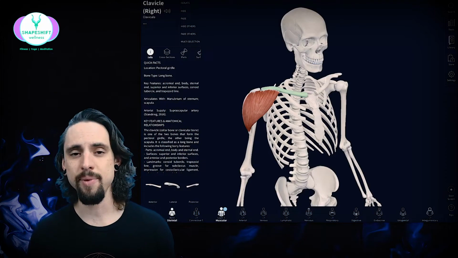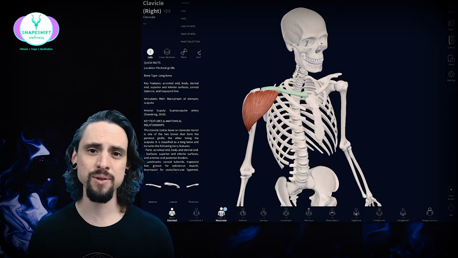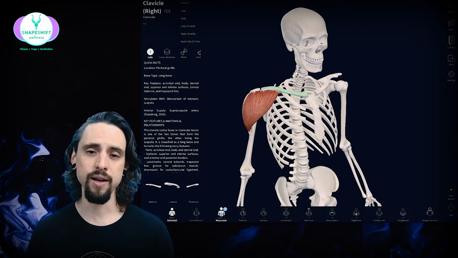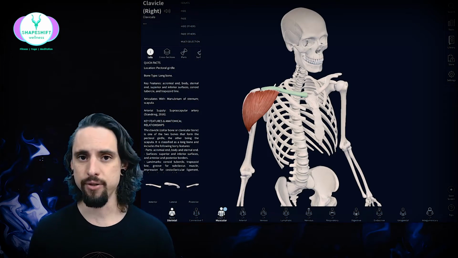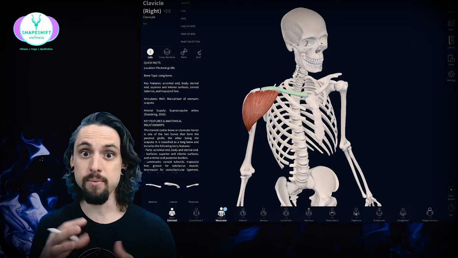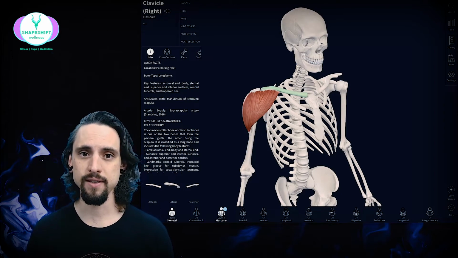In this video, I'm going to talk about why the collarbone is the most easily fractured and most commonly fractured bone in the human body. And we'll look at it through a 3D anatomy in motion perspective. So that's going to be fun.